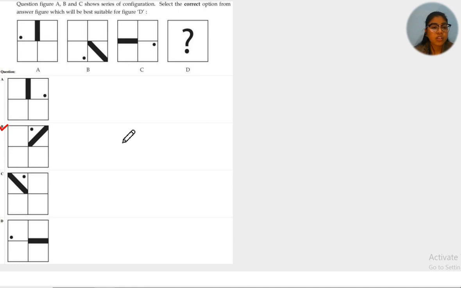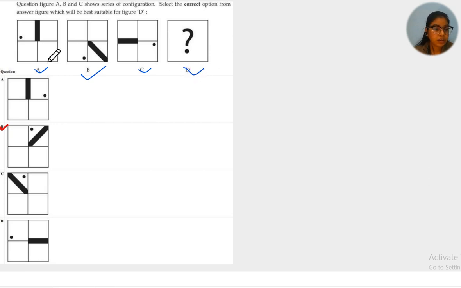Now coming to the next question. Question figure A, B and C shows a series of configurations. Select the correct option from the answer figure which will be the best suitable for figure D. So in A, B, and C, you are given a series of configurations. You have to find out something which is common in this series, between A, B, and C, and then select the correct sequence or pattern from the options given for D.